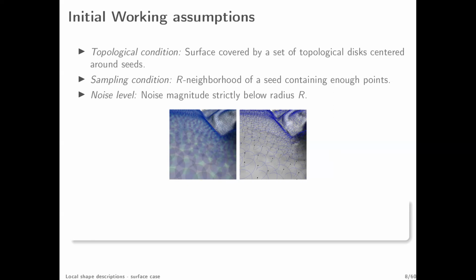And then we'll also assume that the noise level, meaning the measurement error on the points, is below the radius, because otherwise we can't say anything. So we'll have to assume that we have a radius which is large enough for the noise to be included inside it.